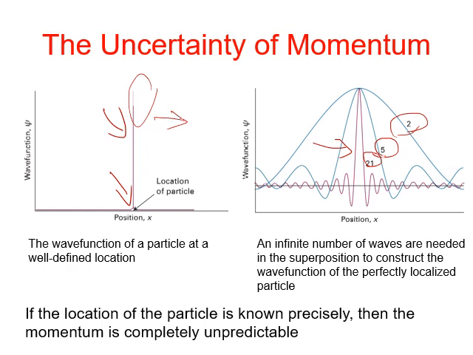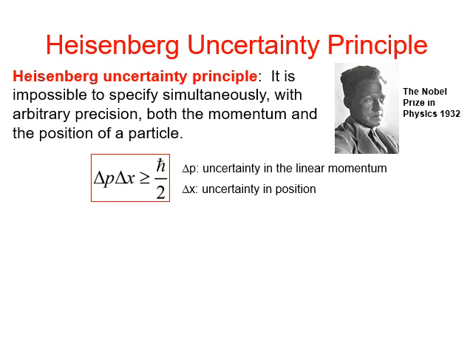So this tells us that if the location of a particle is known precisely as in this one, then the momentum is completely unpredictable. So the last slide and this slide tell us that at the microscopic level, momentum and location are two observables that cannot be measured simultaneously with arbitrary precision. The last two examples are just cases of the Heisenberg uncertainty principle. This principle says that it is impossible to specify simultaneously with arbitrary precision both the momentum and the position of a particle. The mathematical equation is delta p times delta x is greater than or equal to h bar divided by 2.